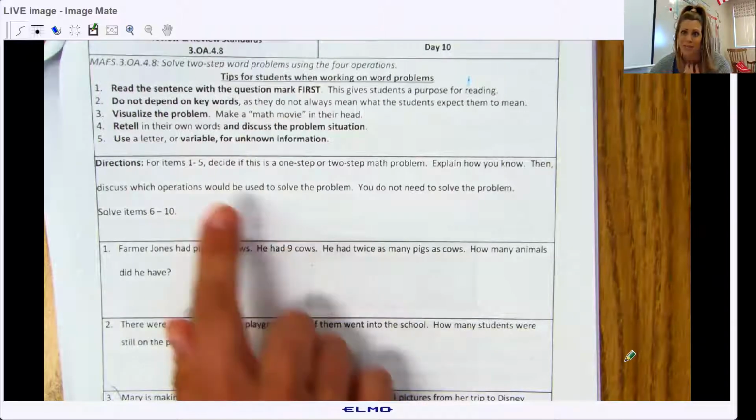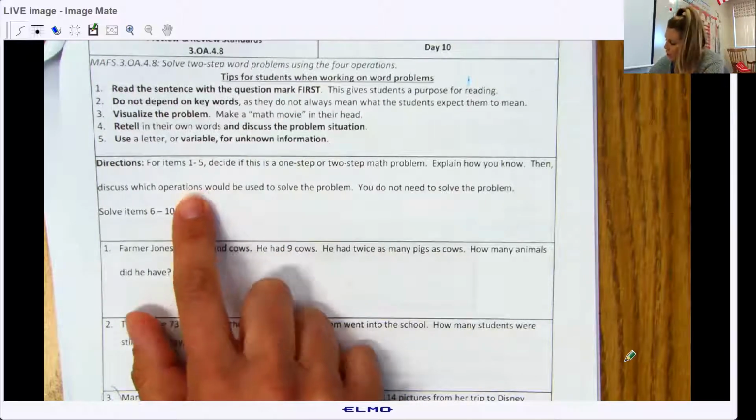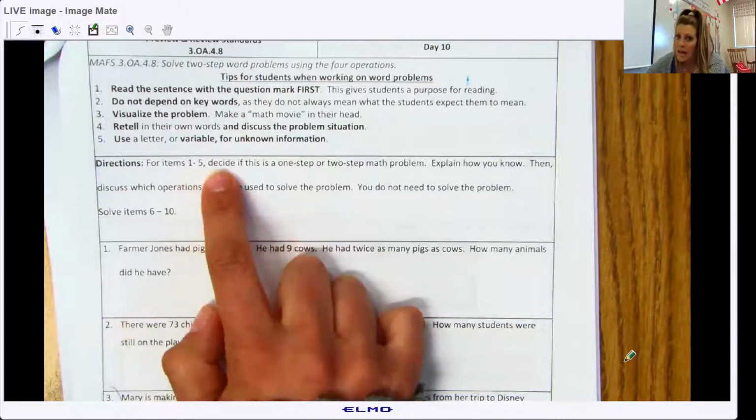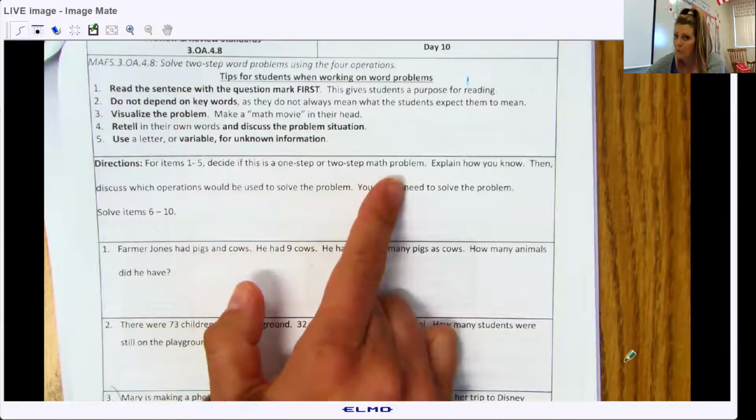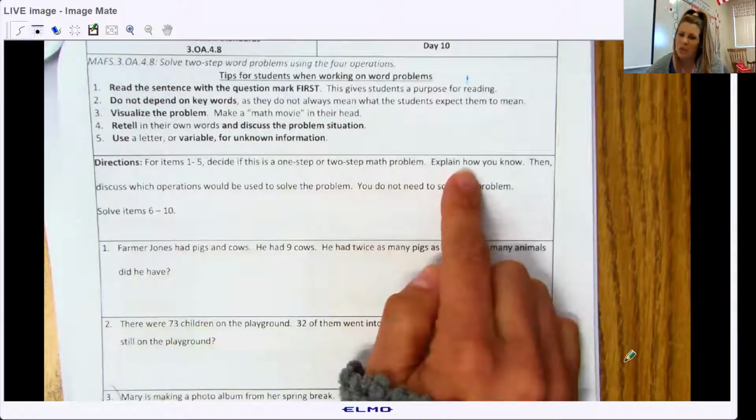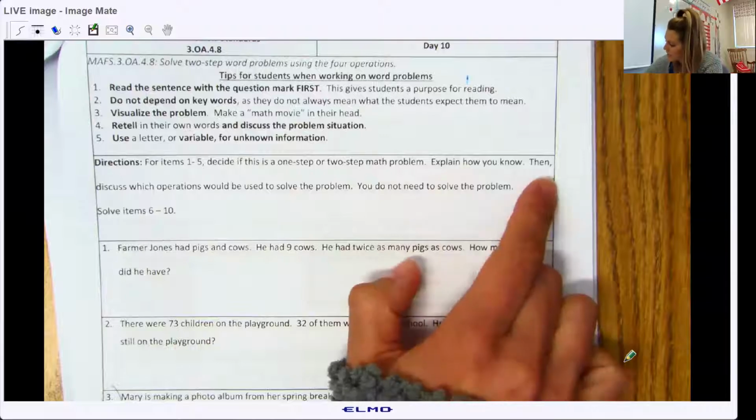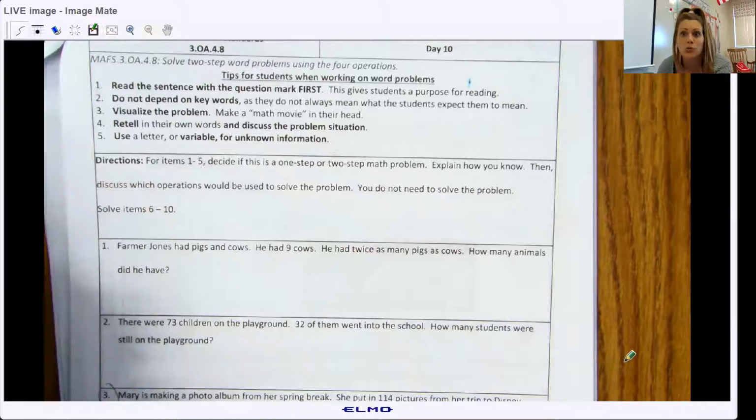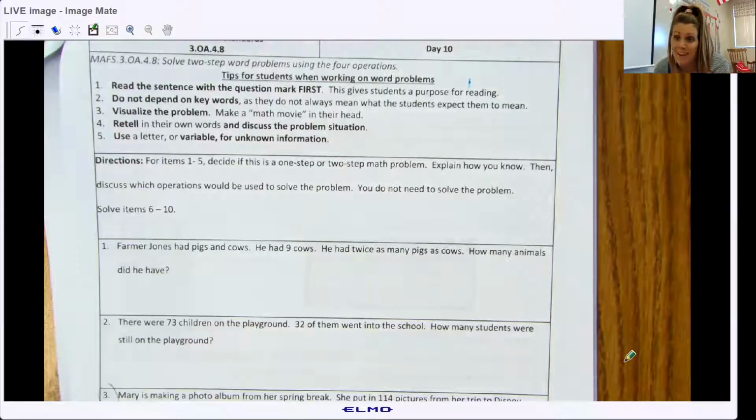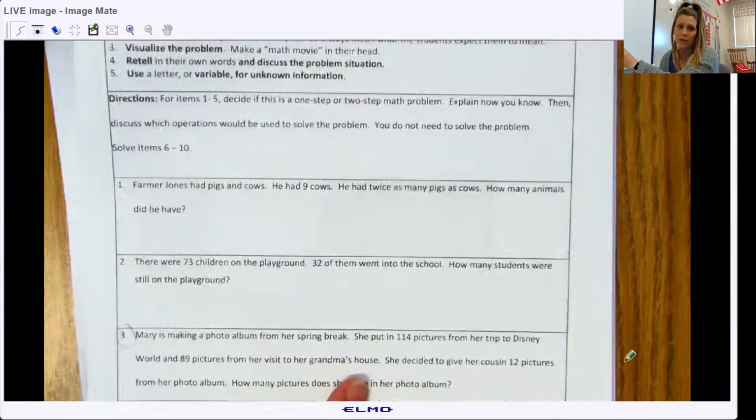So let's read the directions because it's a little different on this first page. For items 1 through 5, decide if this is a 1-step or 2-step math problem. It says explain how you know. We'll kind of just talk about it. Then discuss which operations would be used to solve the problem. You do not need to solve the problem. If you want to when we're done, awesome, okay? You do not have to. So where it says explain how you know, that's where we can box our keywords, right? All right, let's get started.